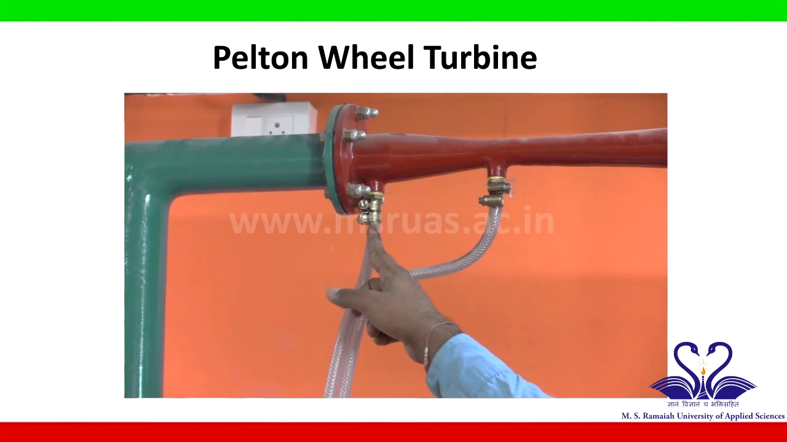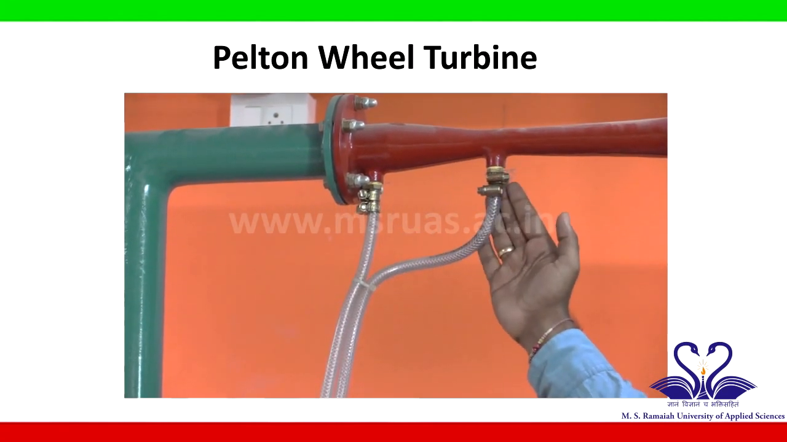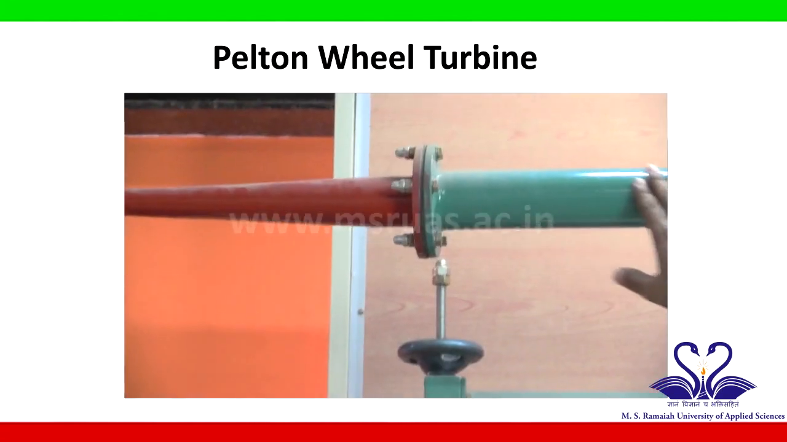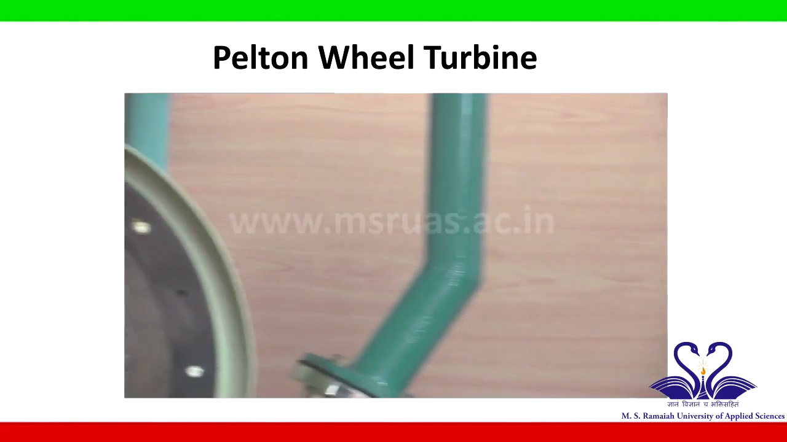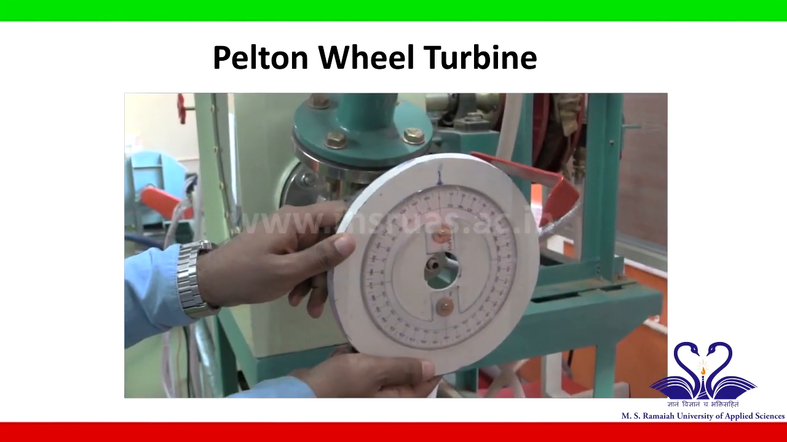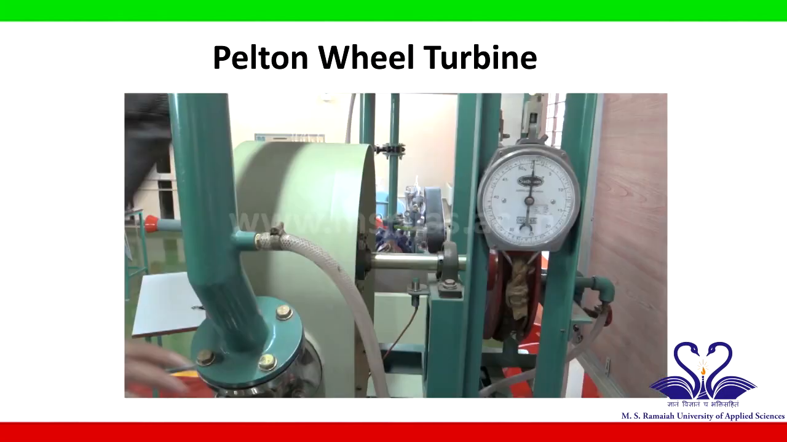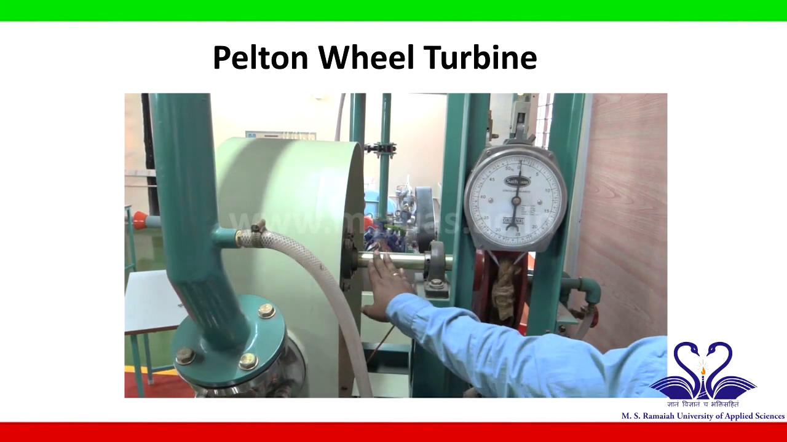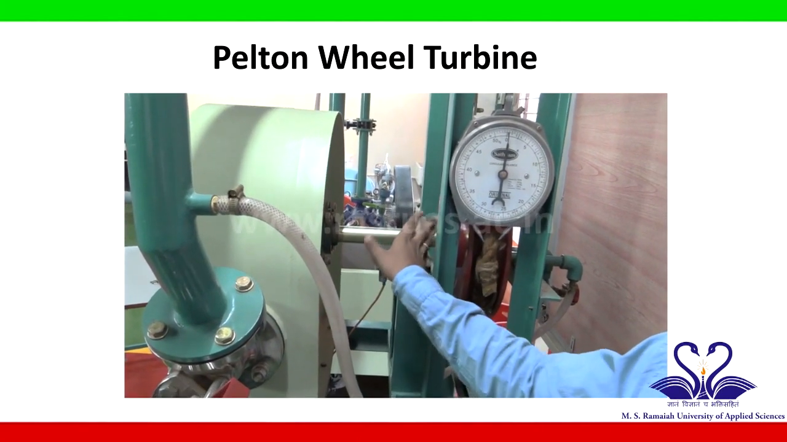This is the inlet section of the venturi and this is the throat section. The water further is connected to a spear head valve. By rotating the wheel of the valve, we can either close or open the valve. The shaft of the Pelton wheel is connected to a brake drum dynamometer.